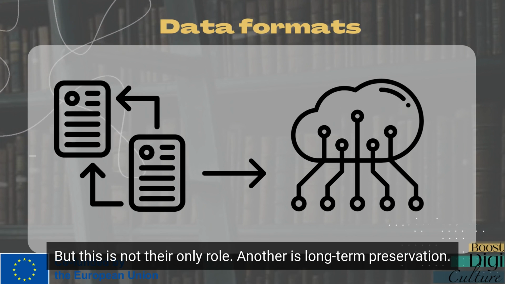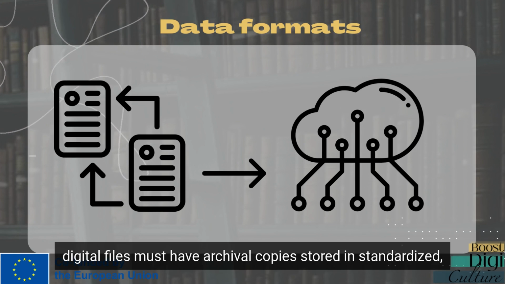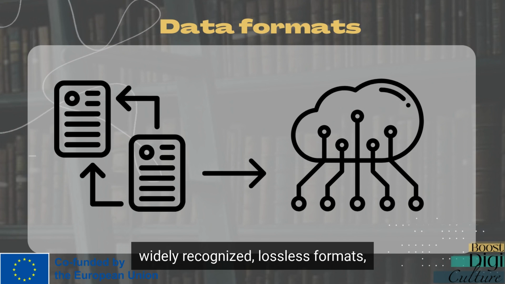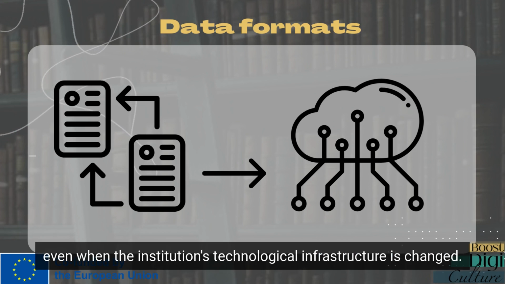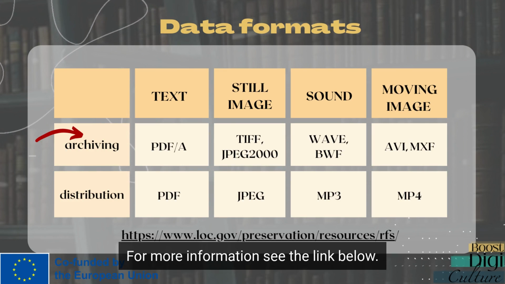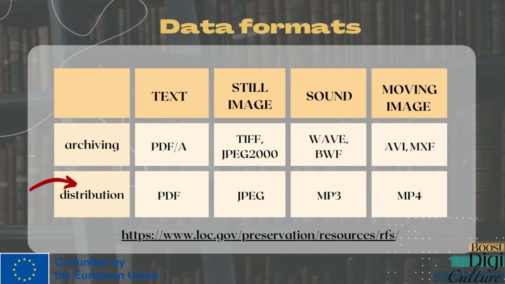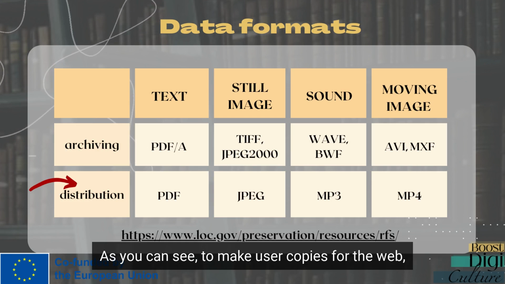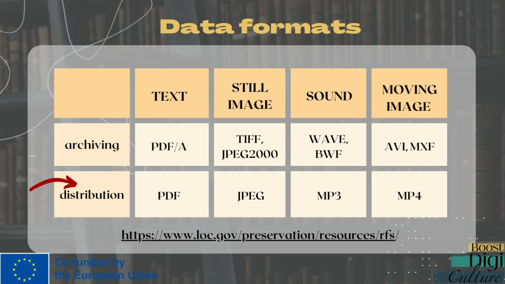Another is long-term preservation. In the conditions of ever-changing technology, digital files must have archival copies stored in standardized, widely recognized lossless formats so that they can remain accessible and usable even when the institution's technological infrastructure is changed. In this table, you can find some preferred archival file formats. For more information, see the link below. However, files archived in these formats are usually very large. As you can see, to make user copies for the web, they are usually converted to lossy but more manageable formats such as JPEG or MP3.